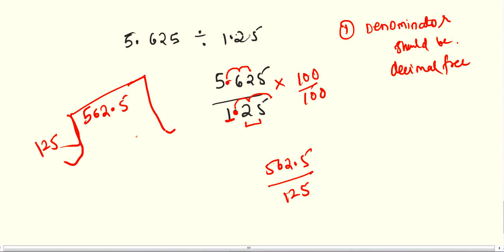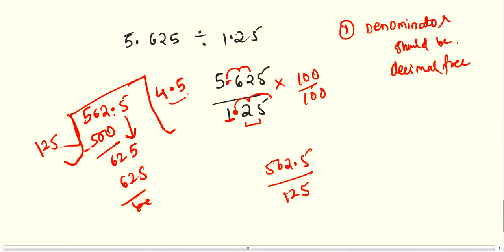if you are taking 125 into 5, that will be 625, which is more. So 125 into 4 you can take. So 125 into 4, that is 500. Clear? From here you will get 62. Next is decimal. So decimal, bring 5 down, 625. 125 into 5 is 625. So your answer is 4.5.